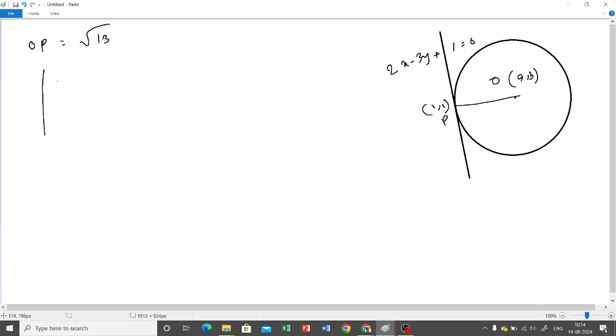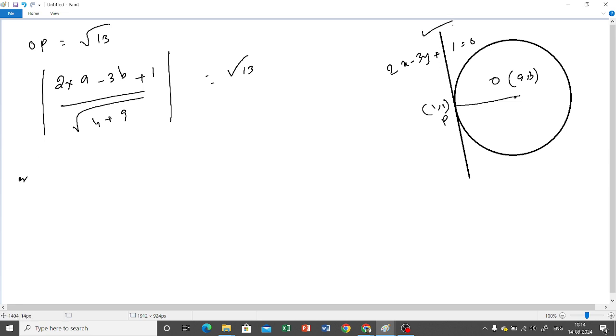So that means I can write down the modulus of 2 into a minus 3 into b plus 1, divided by root over 4 plus 9, is equal to root 13. Did you understand what I did? I am finding out the distance between this line and the center. That gives me 2a minus 3b plus 1 is equal to 13. That is 2a minus 3b is equal to 12. This is one equation, right?